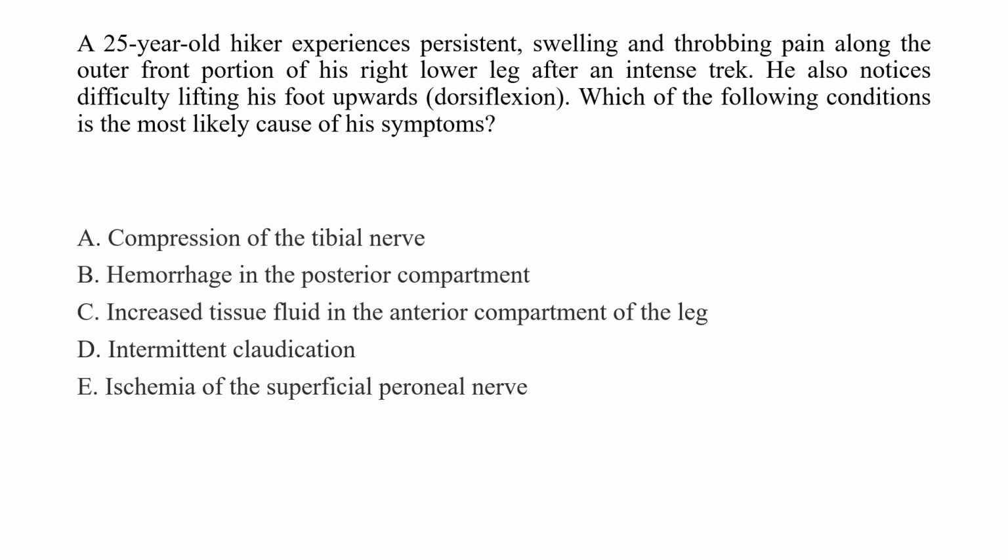Before answering this question, we should consider the location of the pain, the muscle groups involved, and the specific symptoms like difficulty with dorsiflexion, which will help us narrow down the potential causes and analyze which compartment of the leg is affected. The options provided here are A. Compression of the tibial nerve, B. Hemorrhage in the posterior compartment, C. Increased tissue fluid in the anterior compartment of the leg, D. Intermittent claudication, E. Ischemia of the superficial peroneal nerve.